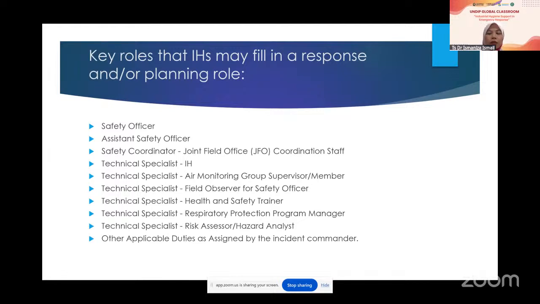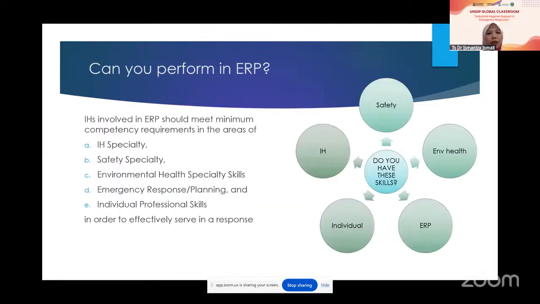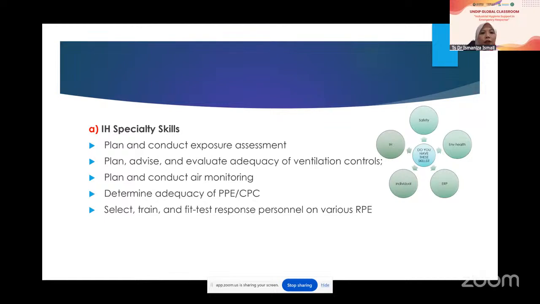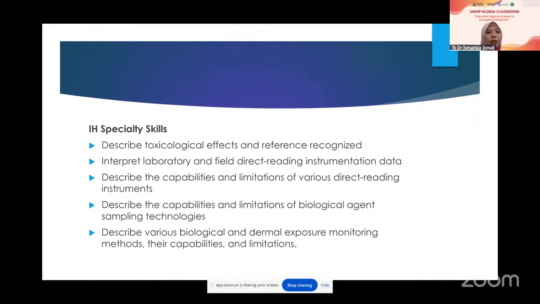All right. So we assess in terms of IH technical skills, yeah. We assess exposure, we monitor air, we evaluate PPE, the suitability, yeah. Basically, we answer the questions: is this safe or not? Is this healthy or not? Yeah. Because other people are relying on us to make decisions. Okay. PPE may differ. Okay, let me show you some other examples.